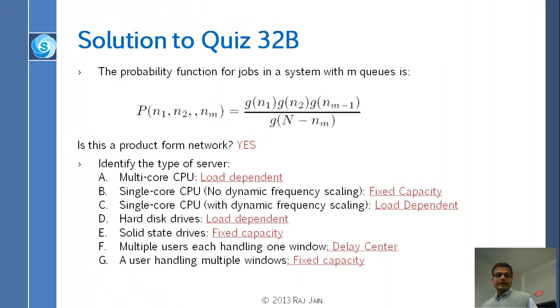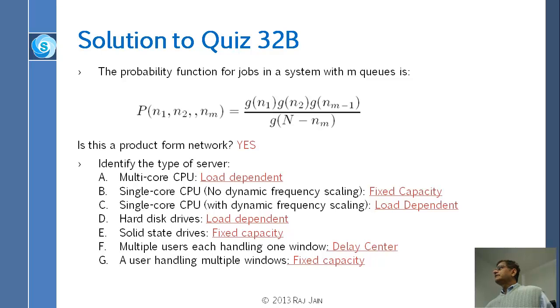Okay, so the answers. Is this a product form network? The answer is yes. You know why? Because this is a trick. This could just go in the numerator; it is just another function of n_m. So this is basically g(n1, n2, n3, ..., n_m-1) times a function of n_m. And so this is a product form.